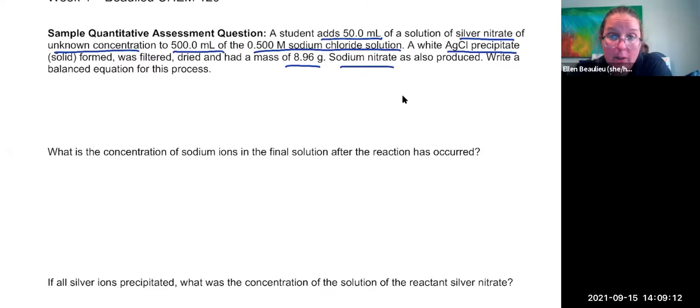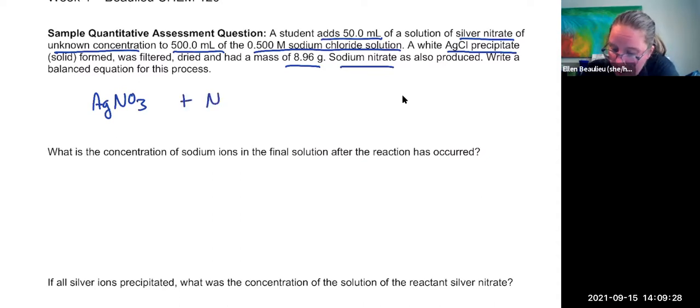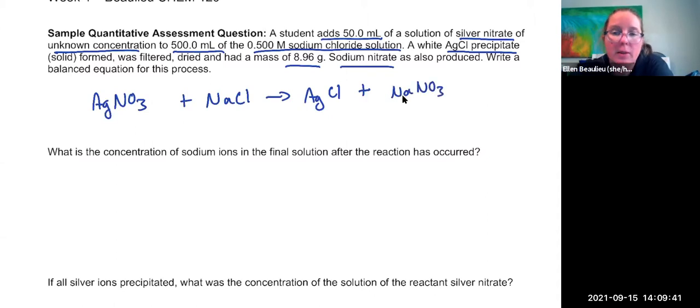Okay, well, here's some nomenclature. Silver nitrate, silver is always +1, nitrate is -1. So silver nitrate is AgNO3. Sodium chloride, that one we know, it's NaCl. I'm producing silver chloride. Well, I gave you that formula. Sodium nitrate is also produced. Well, sodium is always +1, nitrate is -1, so there's my sodium nitrate.